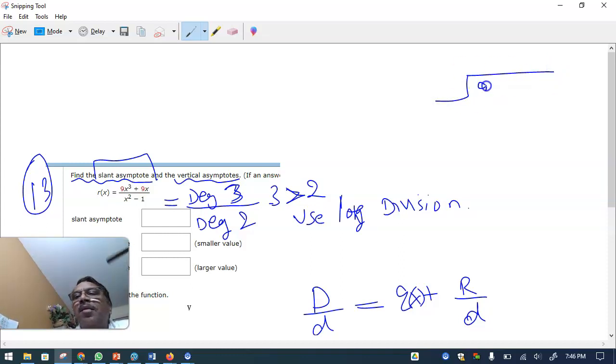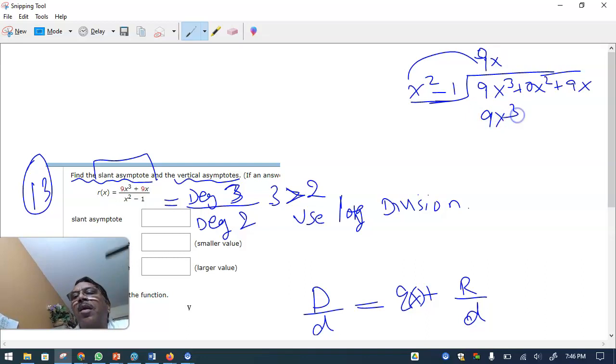The dividend is 9x cubed. Now there is no x squared term, still I write x squared plus 9x, right? And then the outside is x squared minus 1. So what multiplies x squared to get 9x cubed? You can see it has to be 9x. So 9x times x squared is 9x cubed. And then that same 9x you multiply here, and you put it right here.